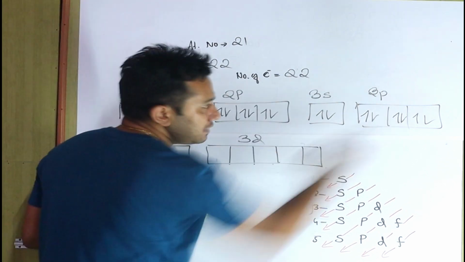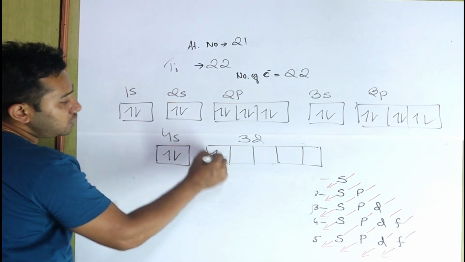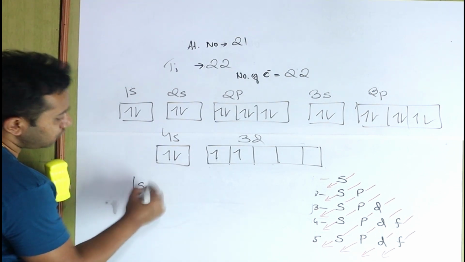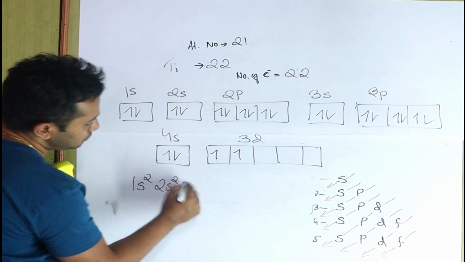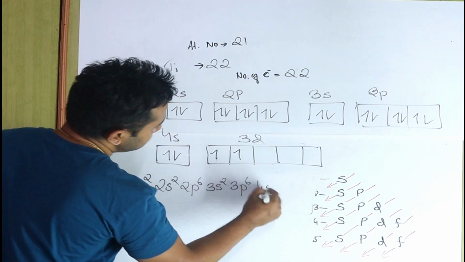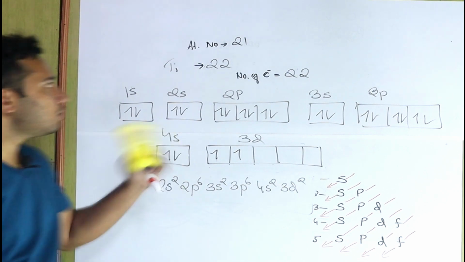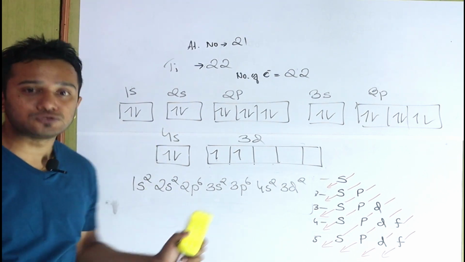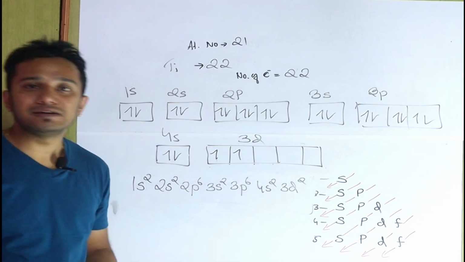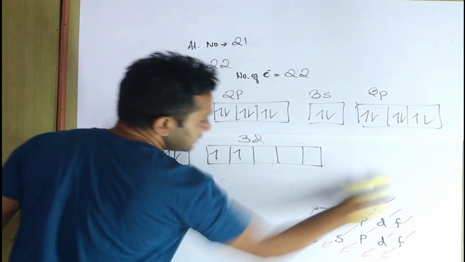So out here I've already filled 18 electrons, right? 18, and then 19, 20, 21, 22. So I have filled 22 electrons. So if I write the electronic configuration: 1s2, 2s2, 2p6, 3s2, 3p6, 4s2, 3d2. So this is the electronic configuration of titanium: 1s2, 2s2, 2p6, 3s2, 3p6, 4s2, 3d2. Let's go. I'll just erase this one now.